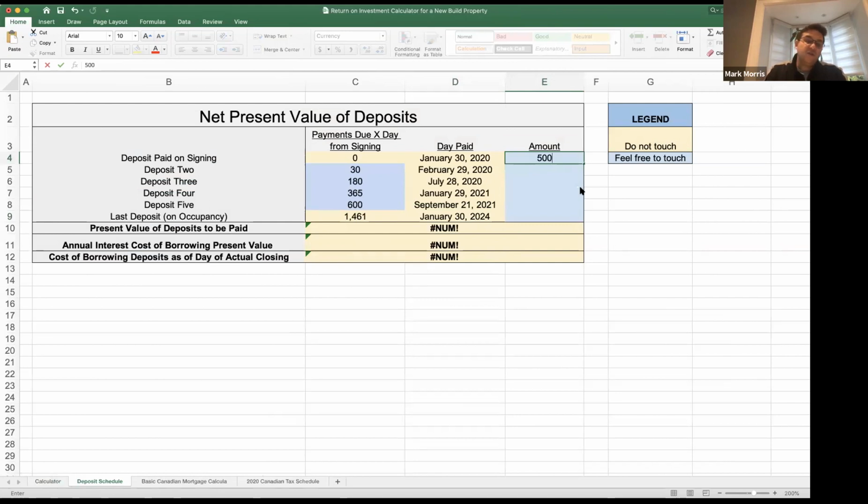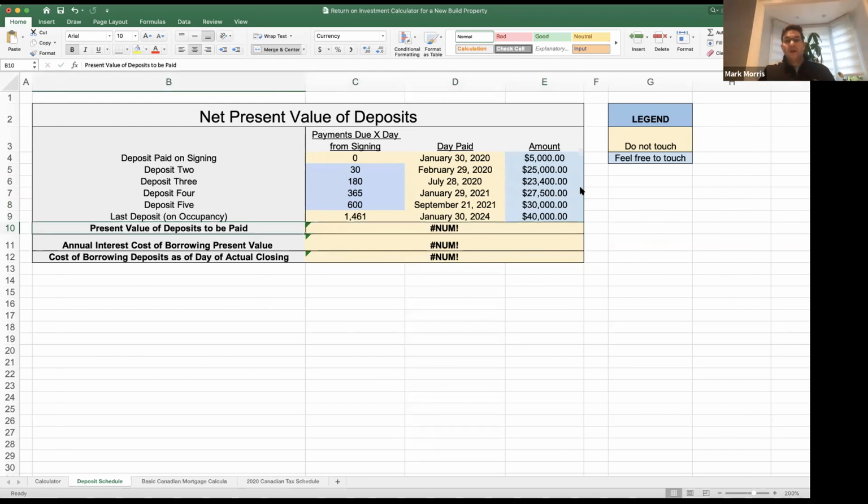The amount at 30, you can figure out what the actual inputs are, but I'm just going to make stuff up. 25,000, 25,000, 25,000, let's say 27,500, let's say 23,400, let's say 30,000, and let's say 40,000. I just made up figures that are due. So what we now have is the amounts, the days from signing, and the days paid.